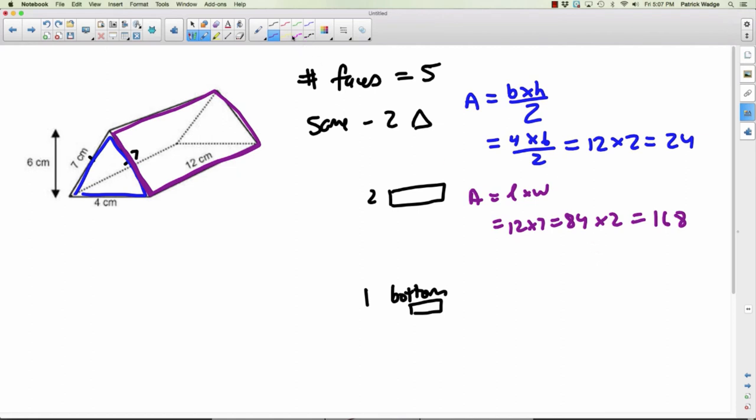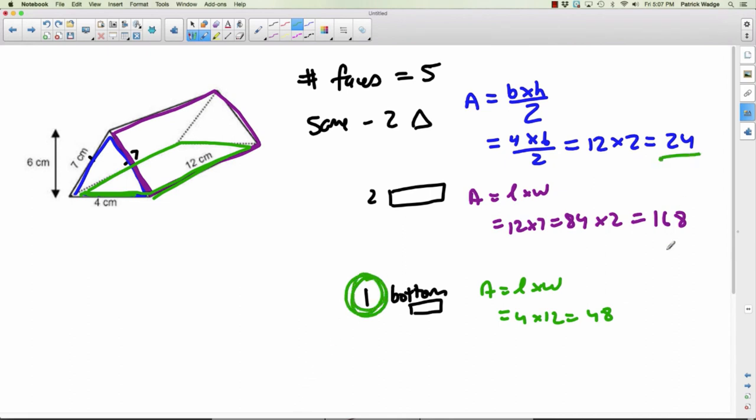And then finally we have the bottom. So this rectangle here, it's a rectangle, so it's going to be length times width. And what are the dimensions? 4 this way, 12 that way. So equals 4 times 12, or 48. Multiply it by 2? Absolutely not. Look, there's only one of those. Don't be multiplying by 2 automatically. You've got to think about it.